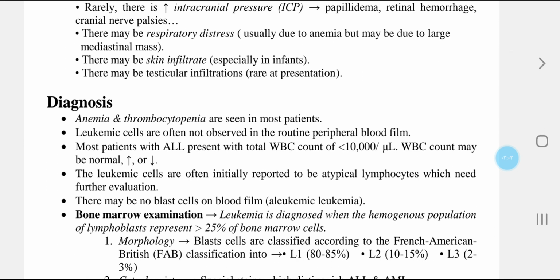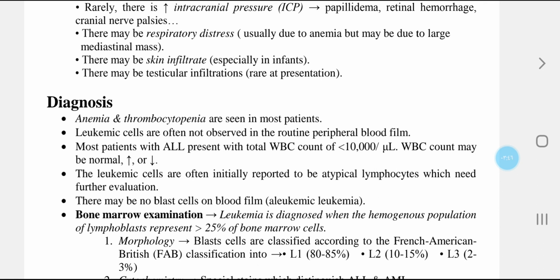The diagnosis of leukemia. Anemia and thrombocytopenia are seen in most patients. Leukemic cells are often not observed in the routine peripheral blood film. Most patients with acute lymphoblastic leukemia present with total white blood cell count of less than 10,000 per microliter. White blood cell count may be normal, increased, or decreased. The leukemic cells are often initially reported to be atypical lymphocytes, which need further evaluation. There may be no blast cells on blood film, what we call aleukemic leukemia.